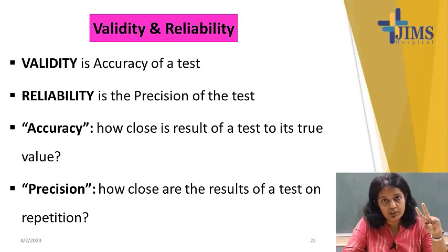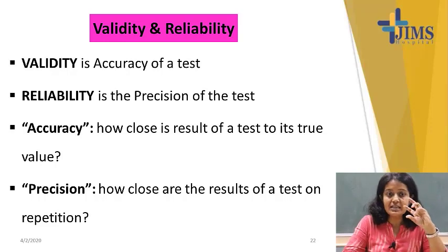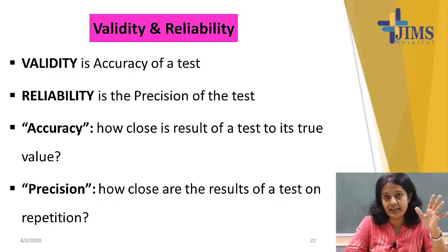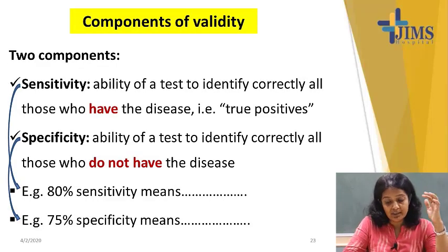So we have come to know two terms here now. Validity, that is the accuracy, closeness to the true value, and reliability, that is the precision, that is the repeatability. On repeated measuring, closer values are coming. Now the validity is very important for the examination purpose.